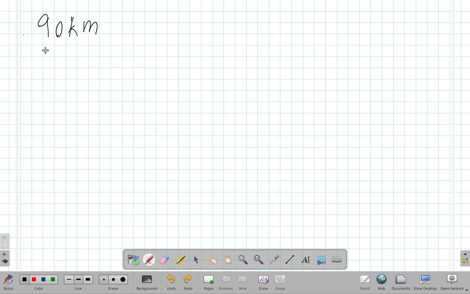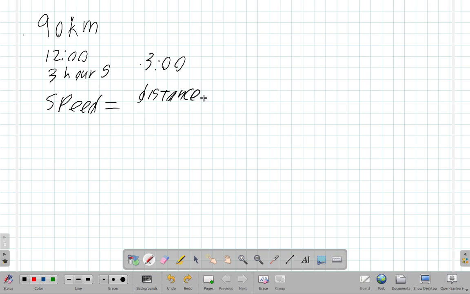And you are, say, in Ocho Rios at 12 noon. You arrive in Kingston at 3 p.m., at 3 o'clock. So you took 3 hours to travel. Now, speed is equal to distance divided by time. Speed is distance over time.